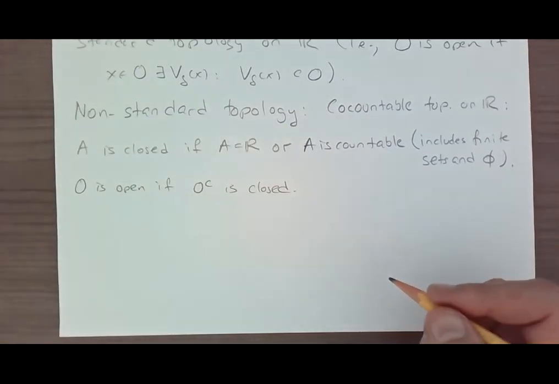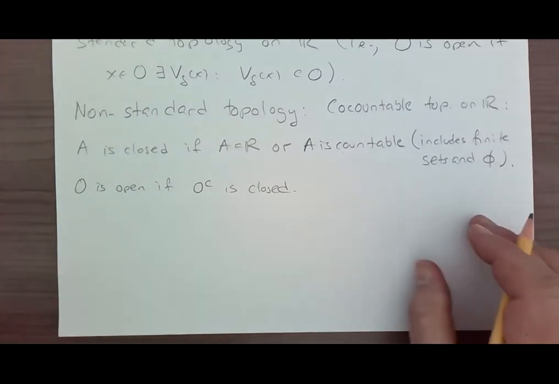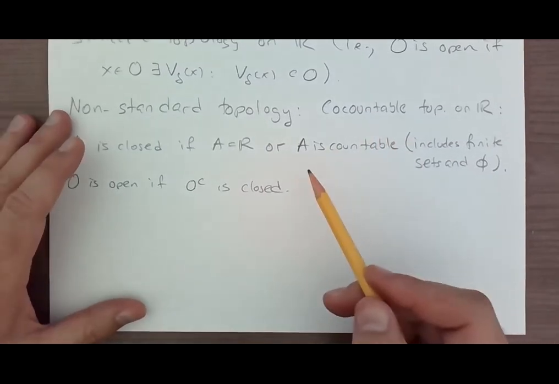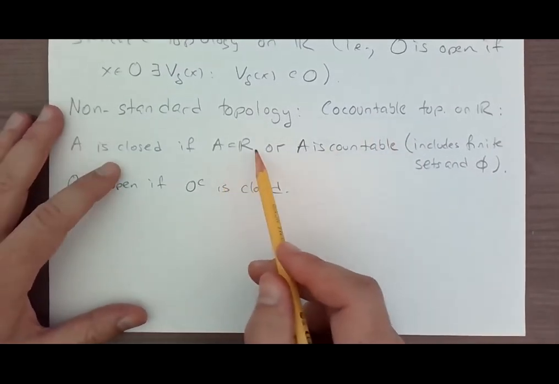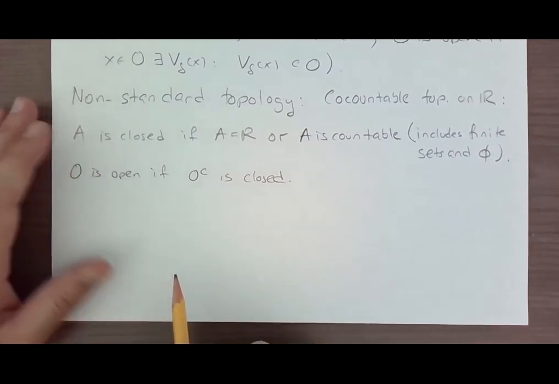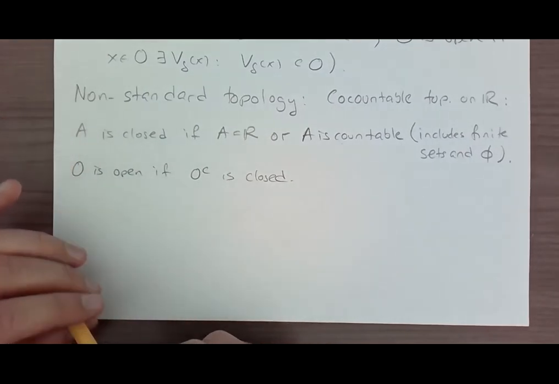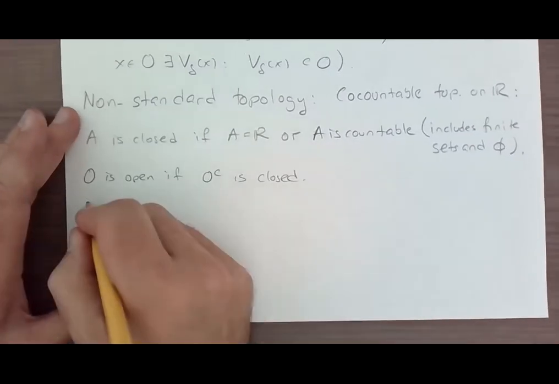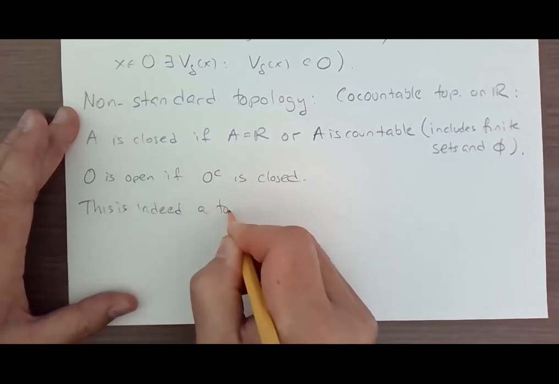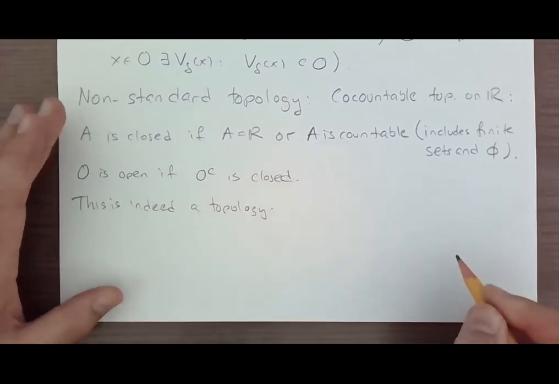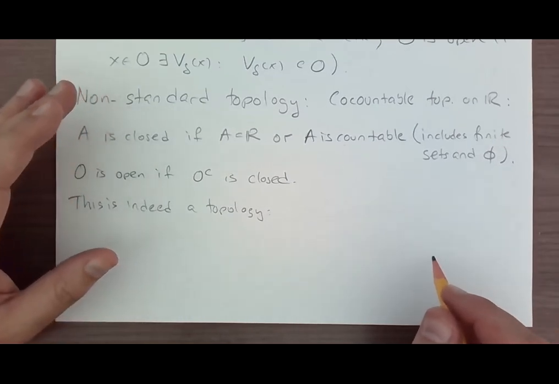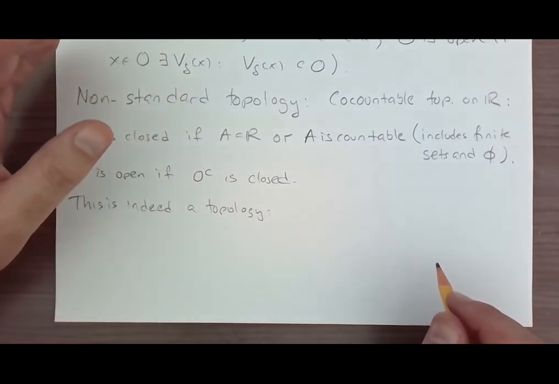So this is kind of a crazy topology. Now we're changing around what it means to be open and what it means to be closed. We're saying that a set is closed if it's either equal to the entire set or it's countable. And why does it work? This is indeed a topology, but there are a few things we have to test. For example, we have to test that arbitrary unions of open sets will again be open.